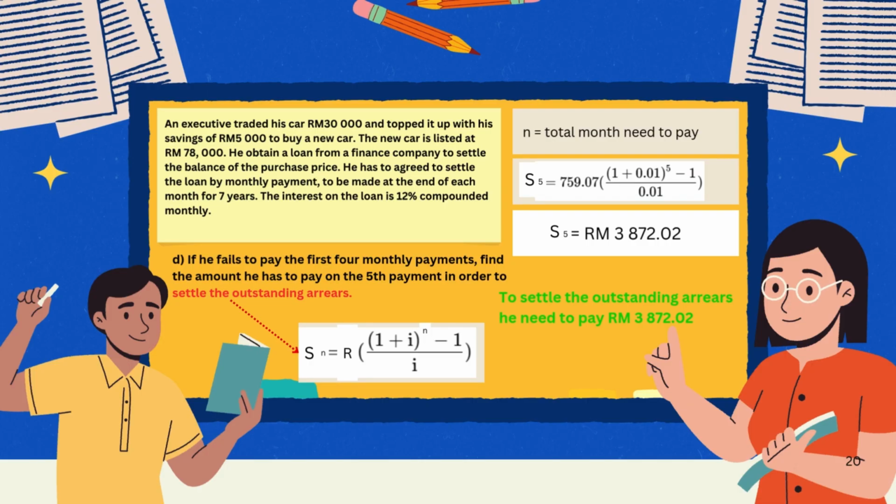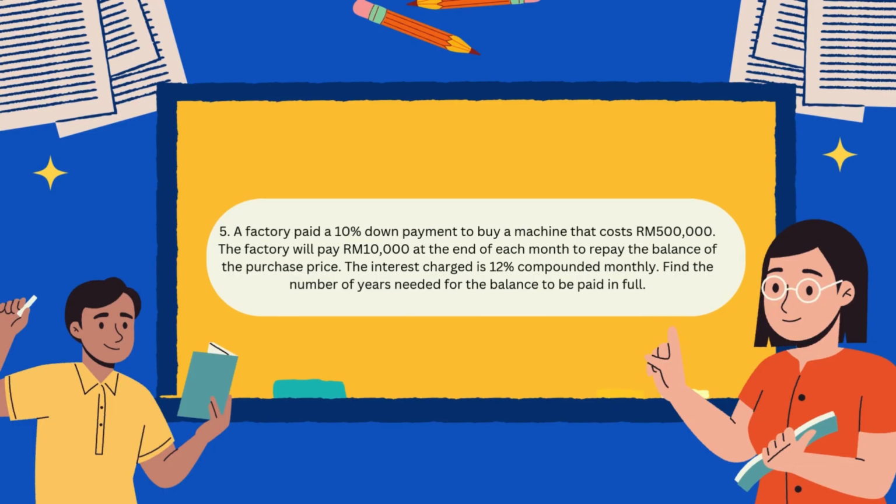So S5 equal to 759 and 70 cents open bracket 1 plus 0.01 close bracket power of 5 minus 1 divided by 0.01. So as 5 we will get 3,872 and 2 cents.